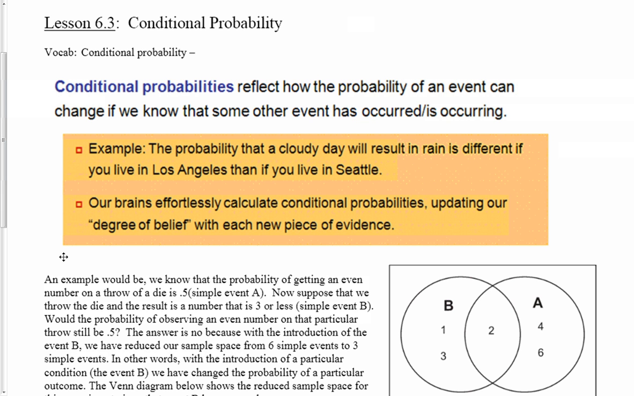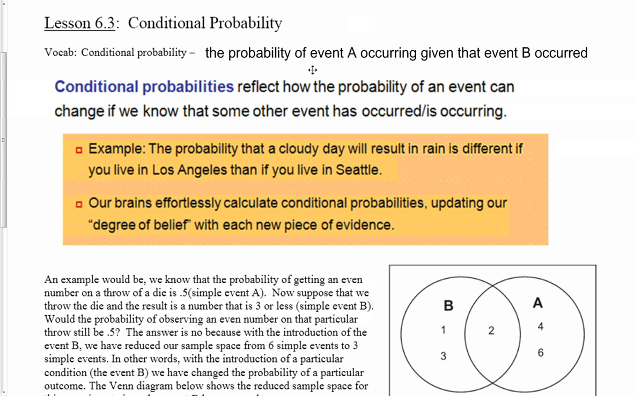This is lesson 6.3 on conditional probability. We'll start out with some vocab. It is the probability of event A occurring given that event B occurred. What we mean by that is the probability of something happening given that we have knowledge that something else already took place.